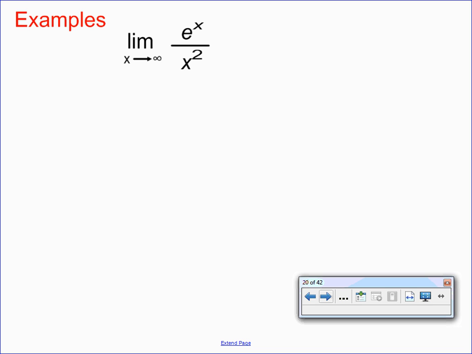Okay, so I'm getting infinity over infinity. Is that an indeterminate form? Yes. Does it authorize the use of L'Hopital's? Yes. And so I need 0 over 0 or infinity over infinity in order to use L'Hopital's.